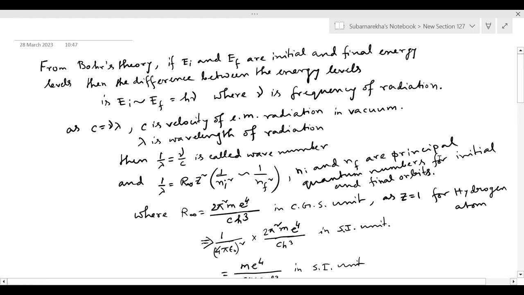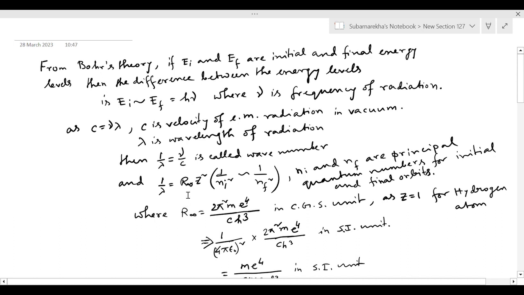Let us start the discussion of the mass correction in the Rydberg constant from Bohr's theory. As we have seen in lecture number 1 and lecture number 2, the calculation of E_i minus E_f was h nu, and from that we calculated 1 by lambda, that is the wave number, which is equal to R infinity Z square (1 by n_i square minus 1 by n_f square).